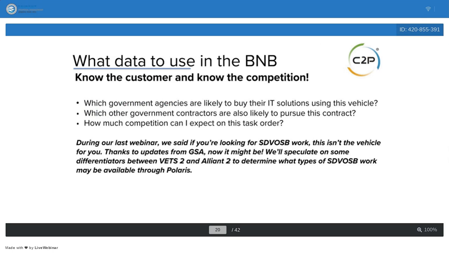So what data to use in the bid/no-bid? Know your customer and know the competition. As Rebecca said, these are pretty important details. If you're not sure of these, you should be digging into the data and finding out more about which customers you're going after, who your contacts are with them, and who your competition is. You can also look to find teammates. You can look to see what the competition level is, by the incumbent, and by other different areas.